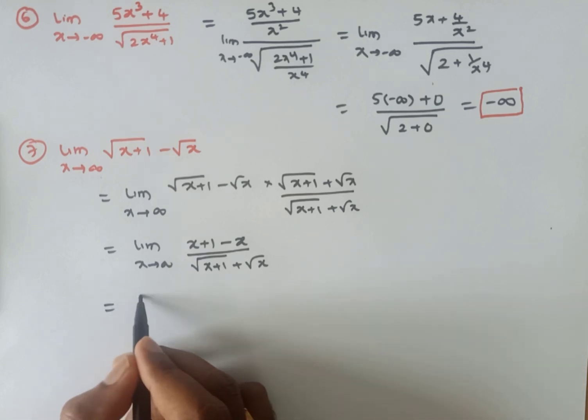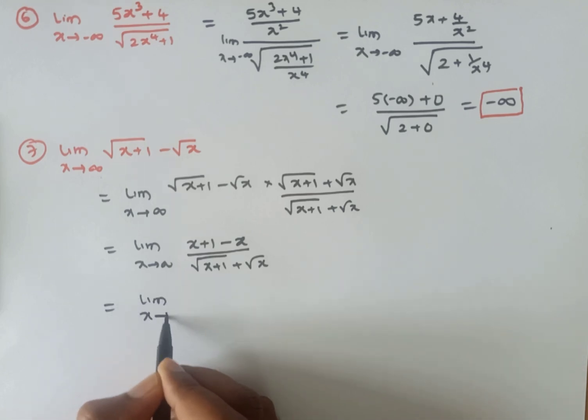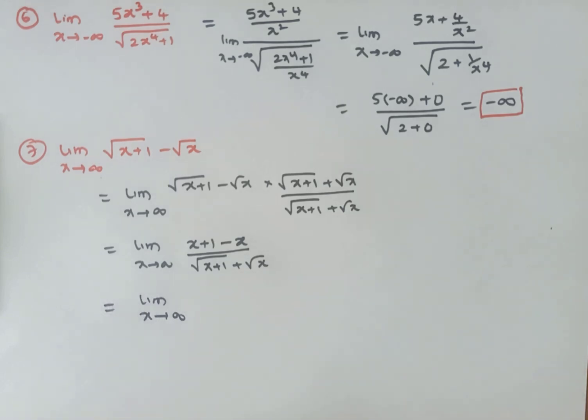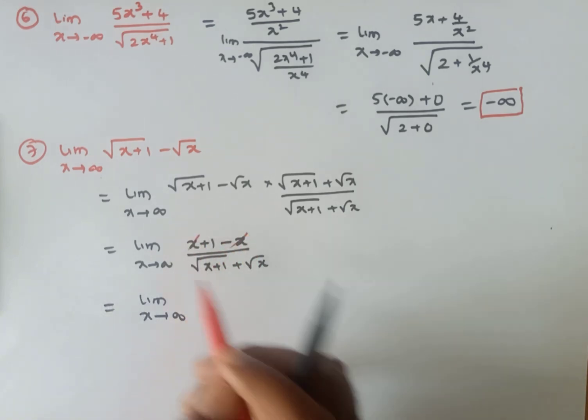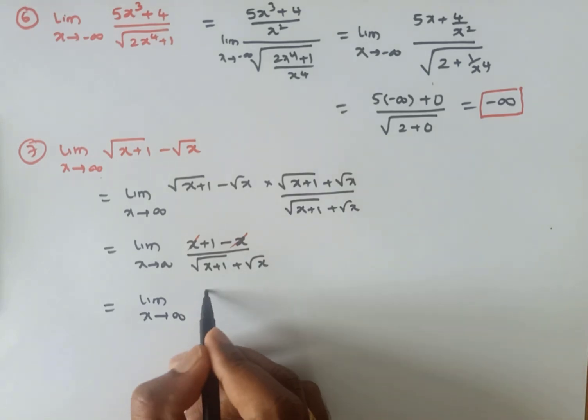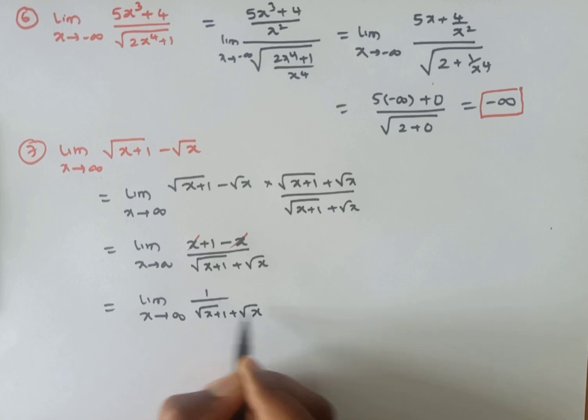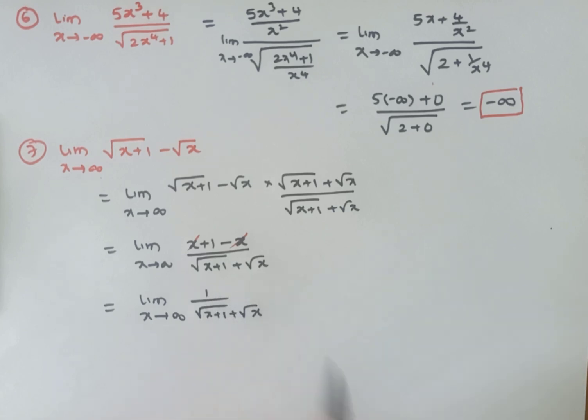Now this is a limit as x tends to infinity. Here the minus x and plus x will get cancelled. So it is 1 divided by root of x plus 1 plus root x. So it is of the form 1 by infinity, and 1 by infinity is always 0, so this will be 0.